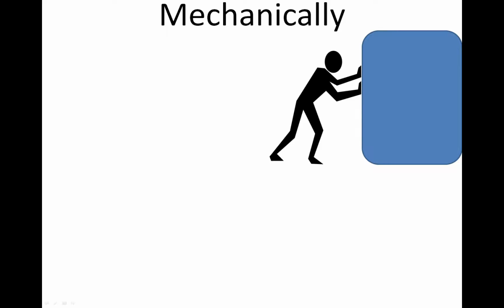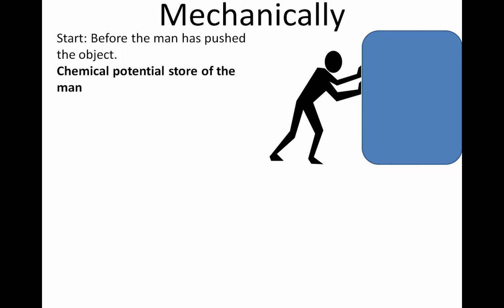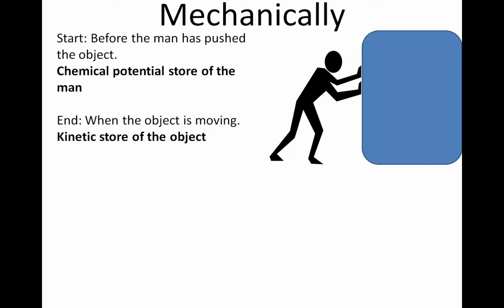First of all, we have a man pushing a box. Now, if we consider the start point as before the man has pushed the object, then we can say that the energy store is the chemical potential store of the man. If we consider the end point as when the object is moving, then we can say that the energy store is the kinetic store of the object. Finally, how did this happen? The man applies a force to the object, so it's transferred mechanically.